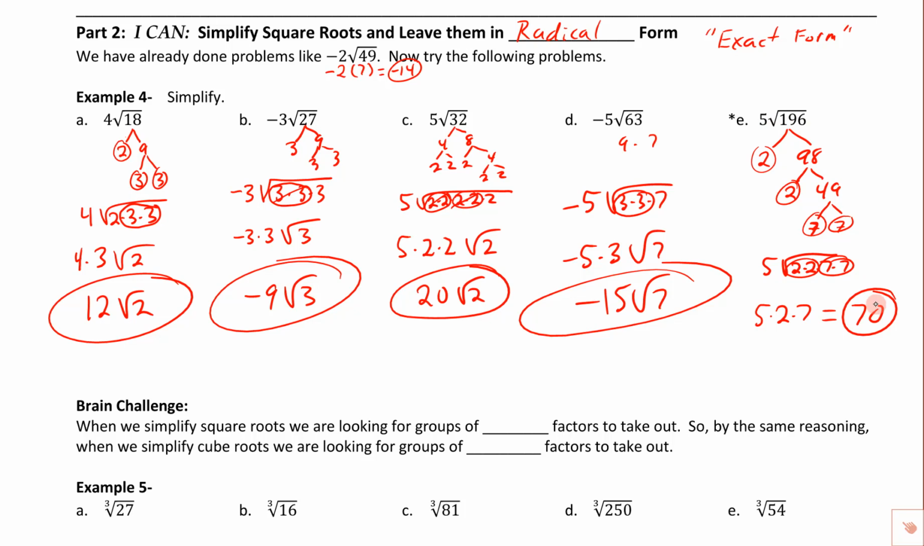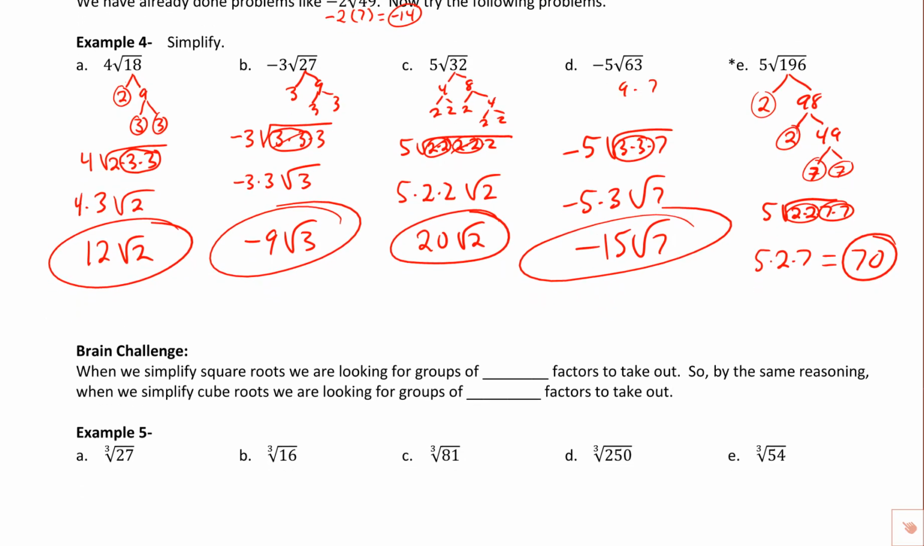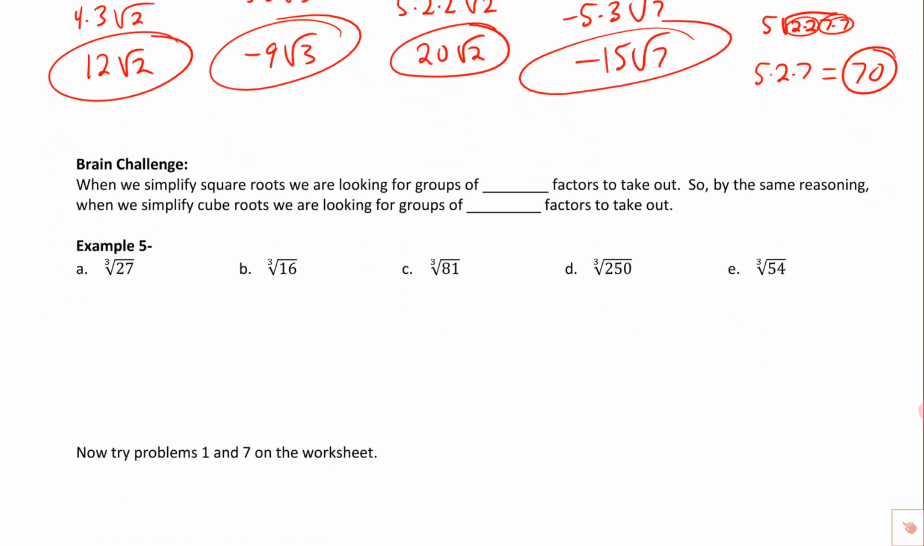Okay, if you understand that, then I do want to show you something else that might be a little bit of a challenge, but I think you can figure this out. This is what most of the problems on the assignment are like, but let's see if we can figure out something that's a little bit more difficult. So a reminder, when we simplify square roots, we're looking for groups of 2 factors to take out of the radical. So if you use that same reason, when we simplify cube roots, then we're looking for groups of 3 factors. So we're looking for triples, if you want to call them that.